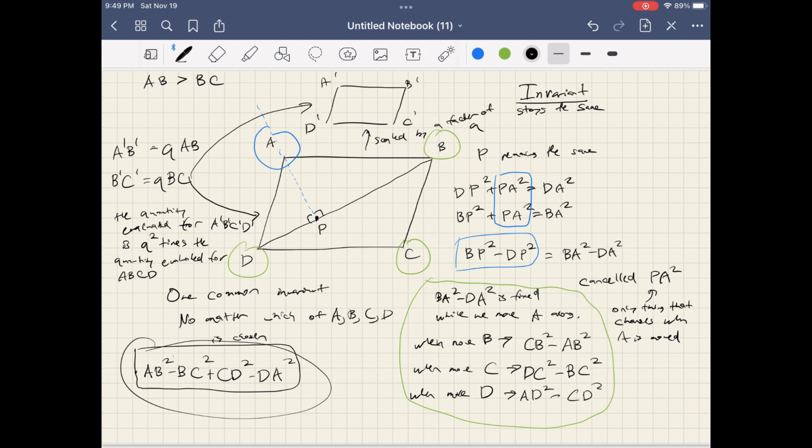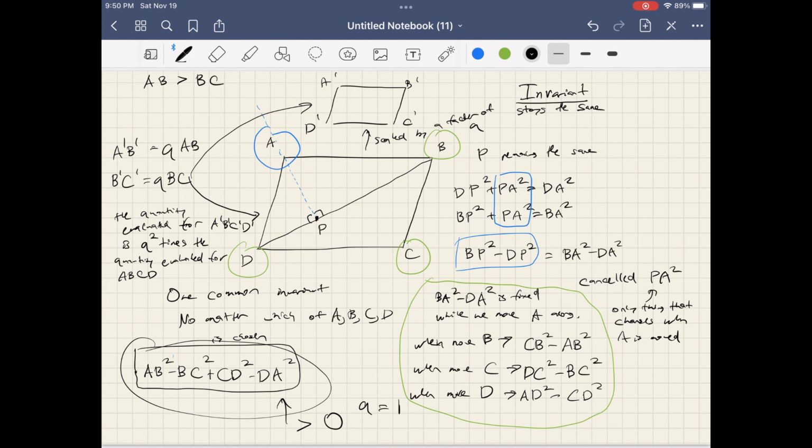And since AB is greater than BC, and similarly CD is greater than DA, this is greater than 0. So that means that for the invariant quantity to be the same across both parallelograms, Q must be equal to 1, essentially. And this means that A prime, B prime, C prime, D prime has to be congruent to ABCD, because the scale factor has to be exactly 1.